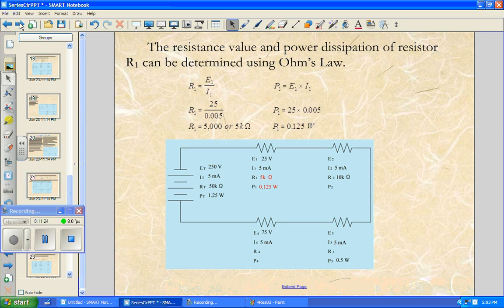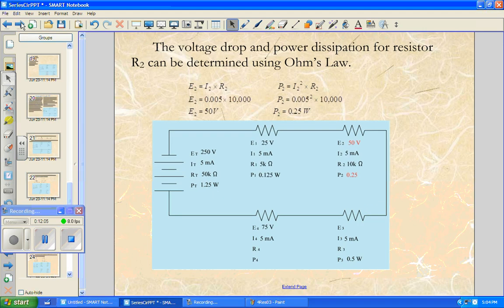Okay. We can find our resistance 1 by dividing the voltage by the current. We divide 25 by 0.005, we'll get 5,000, right? 5 into 25 is 5, so it's a multiple of 5. And then if we multiply E times I, 25 times 0.005, we'll find that we only have 0.125 watts of power being dissipated by resistor 1. So let's look at resistor 2. I think that's what we're going to do next.